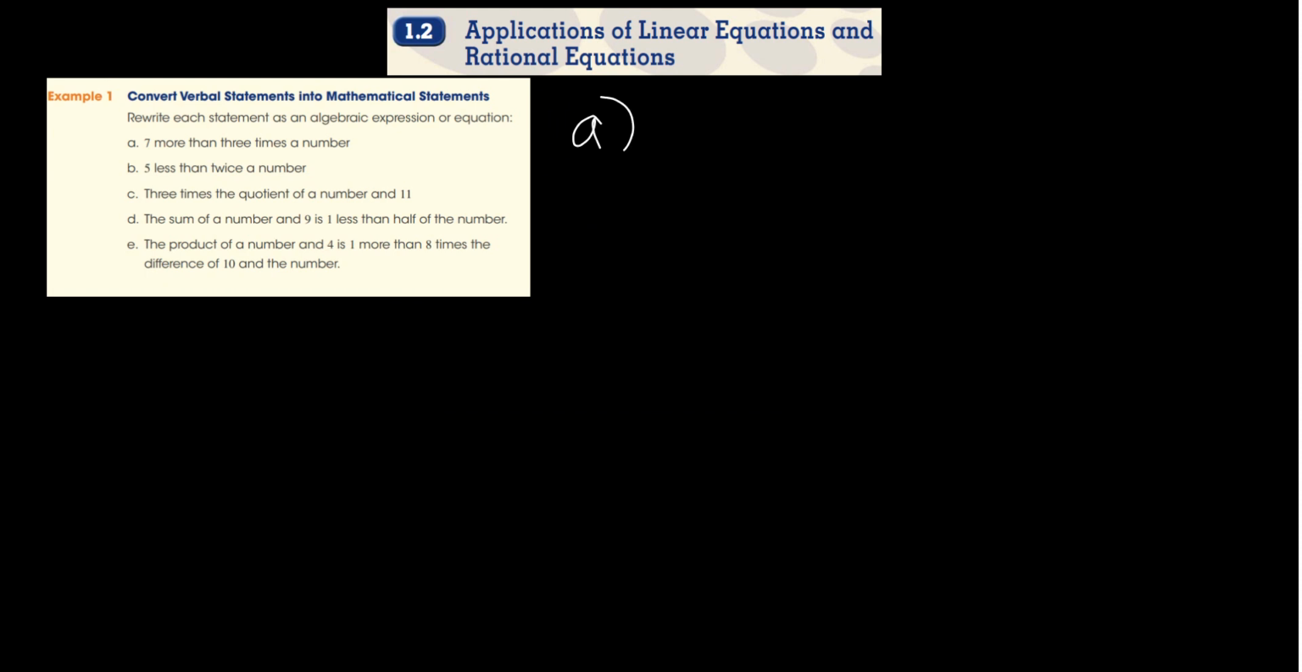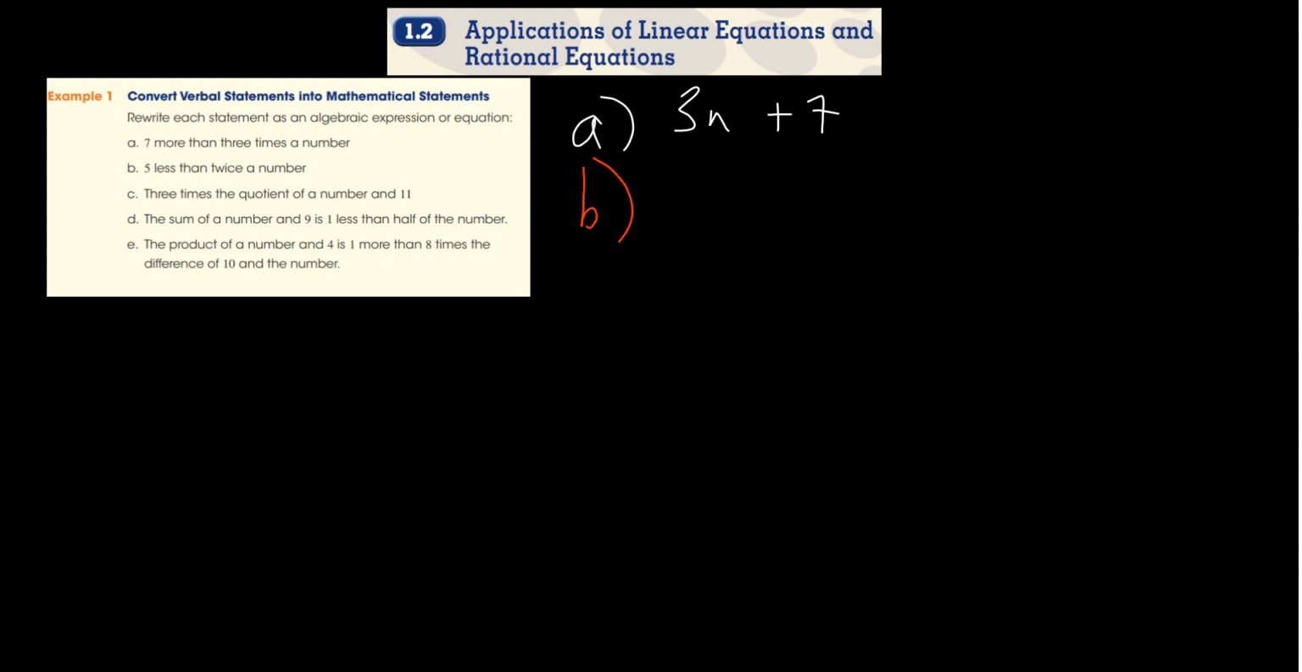reads 7 more than 3 times a number. Okay, so we think about it. So 7 more. So we're adding 7 to something, right? 7 more than 3 times a number. It doesn't really matter what we call the number. We can call it n, we can call it x. That's it. This is the equivalent of that statement, A. 7 more than 3 times a number.